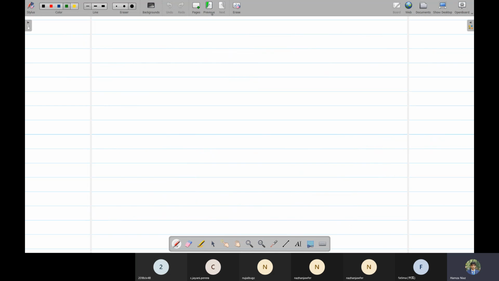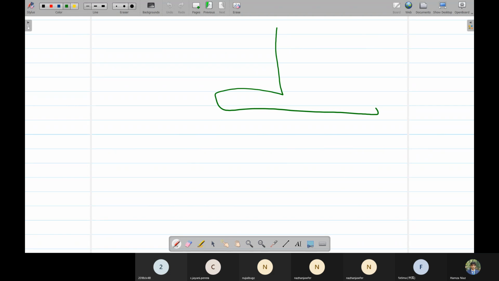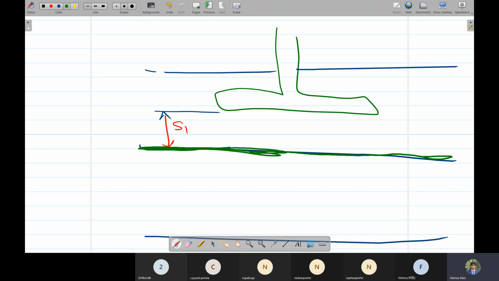The second procedure is the lengthier one. This was our footing, this one was our first clay layer, and this one was the second clay layer. In the second method, they first calculate the settlement for this one, S1 suppose. They are assuming that the hard layer is at this location.